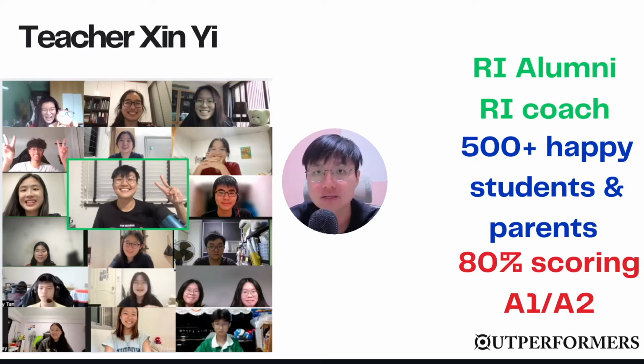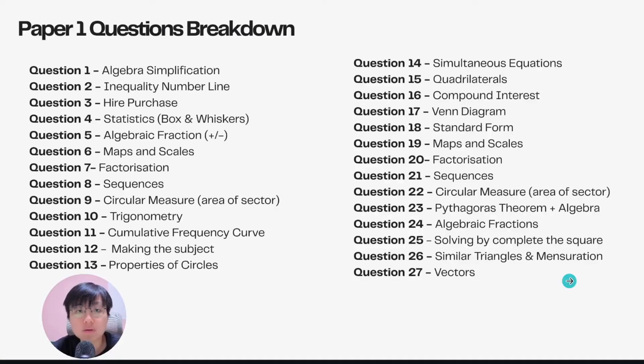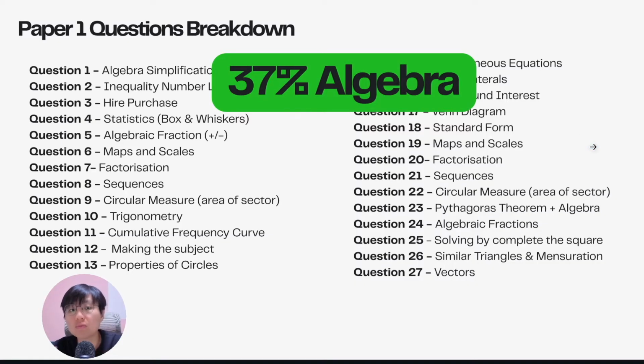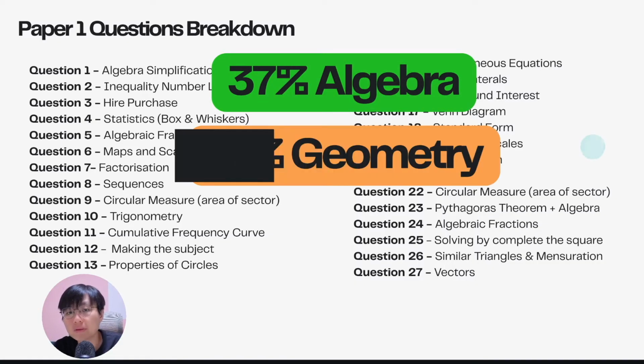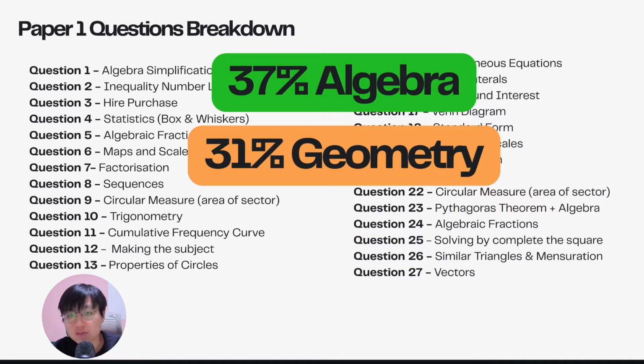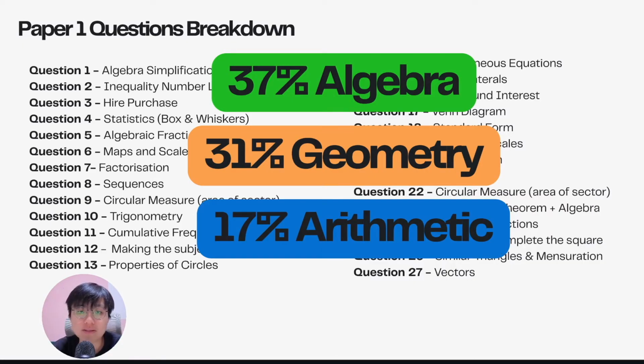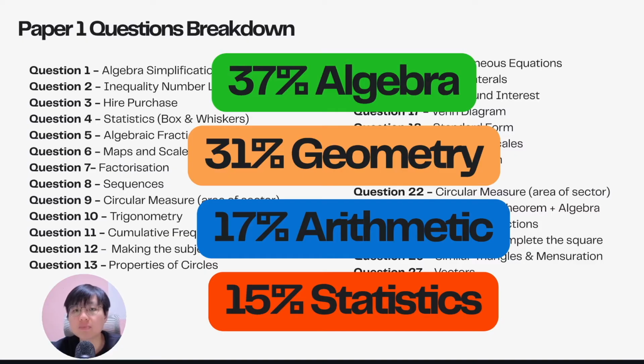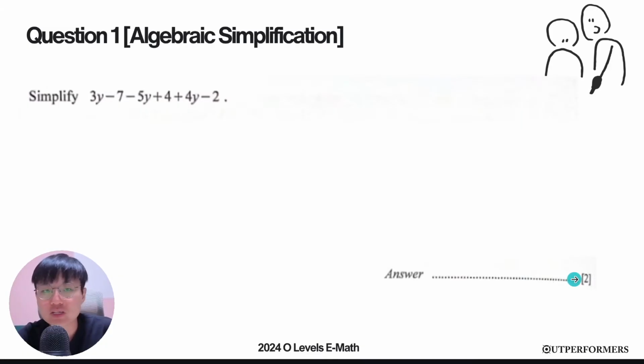Here's the topical breakdown for every single question, and all in all, we have 37% which consists of algebra, 31% with geometry, 17% for arithmetic, and then last but not least, 15% for statistics. Let's take a look at question 1 now.